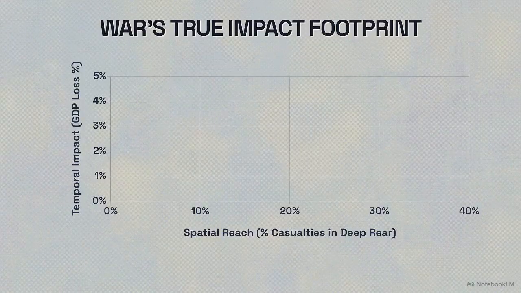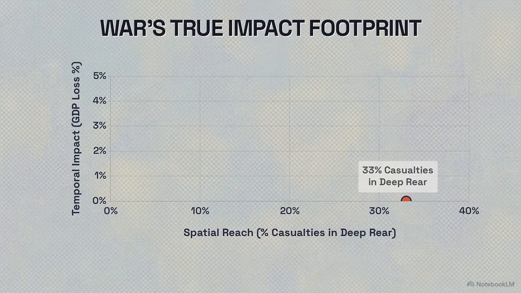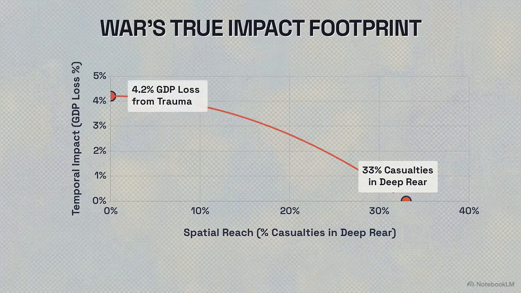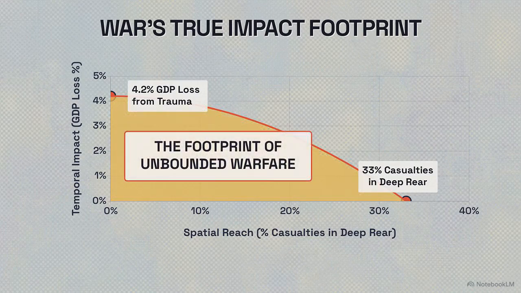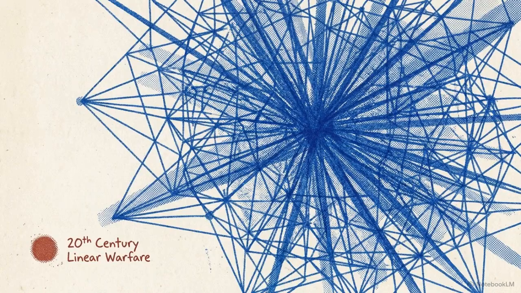We can now return to our framework to synthesize these findings. The spatial data from Ukraine plots a point far out on the x-axis, showing that 1/3 of casualties now occur in the deep rear. The economic data from Bosnia plots a point high on the y-axis, representing a multi-decade GDP loss of over 4%. When we connect these coordinates, the area under the curve represents the true footprint of unbounded warfare. This footprint dwarfs the constrained, single point that represented the linear warfare model of the 20th century.